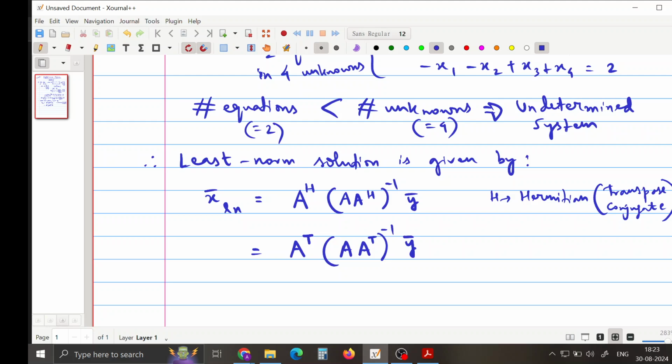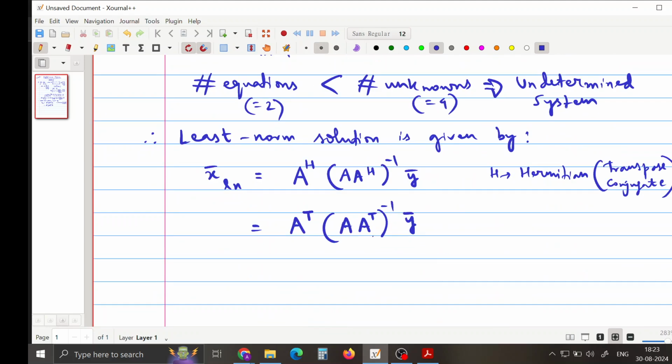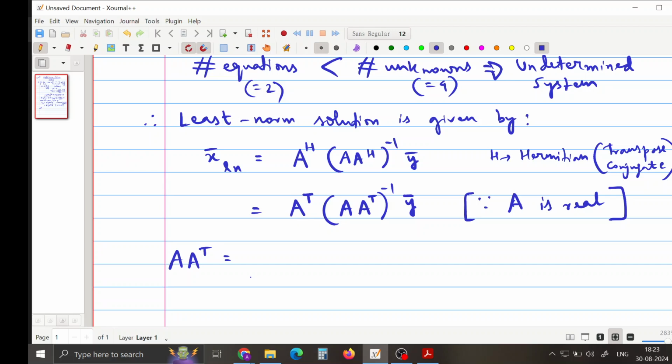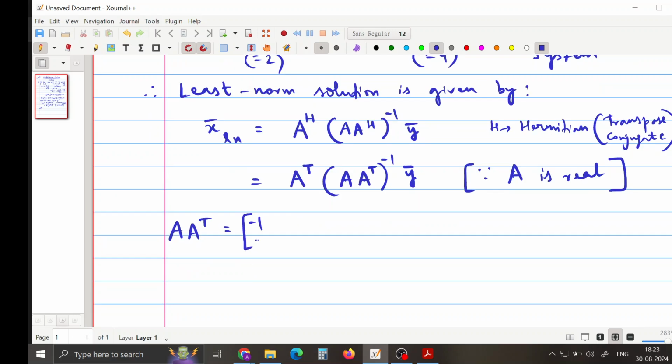So now let's solve this. How can I write this, because A is real here in our question. Let's solve it part by part. So A transpose is something which we need to find. What is A transpose? A is given as this 2 cross 4 matrix. So I will write down this matrix, and just tell me what will be A transpose.